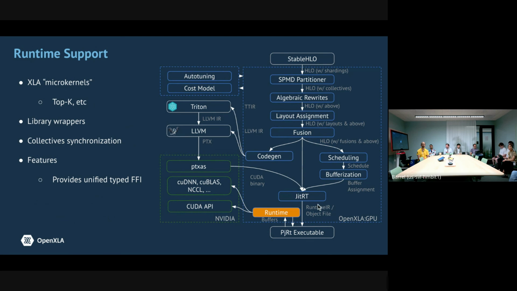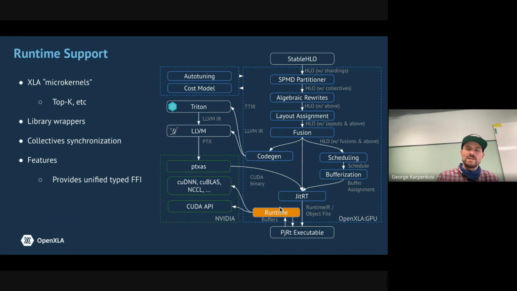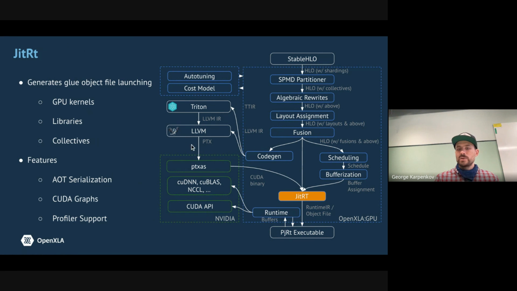Next, the runtime support basically covers all the microkernels XLA might call, like TopK and library wrappers, and then runtime features like collective synchronization wrappers around the NCCL library, and then it provides a unified type of FFI to register such microkernels easily with XLA.